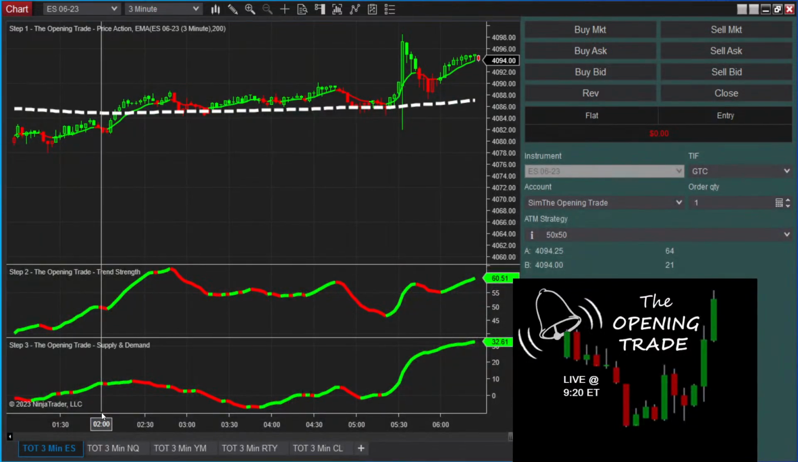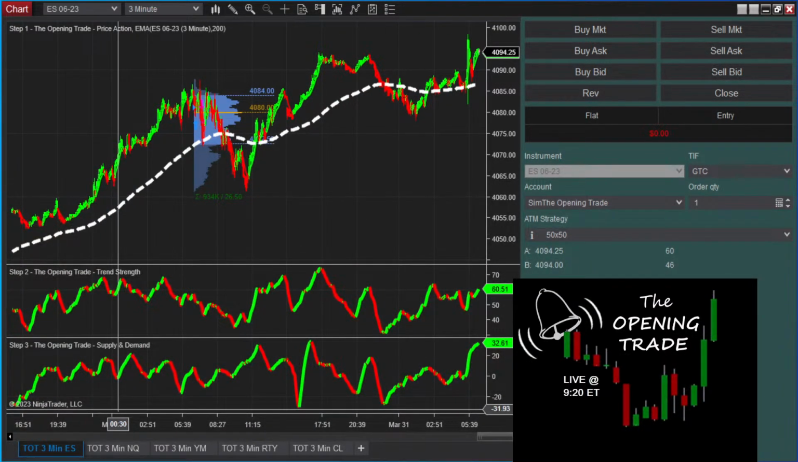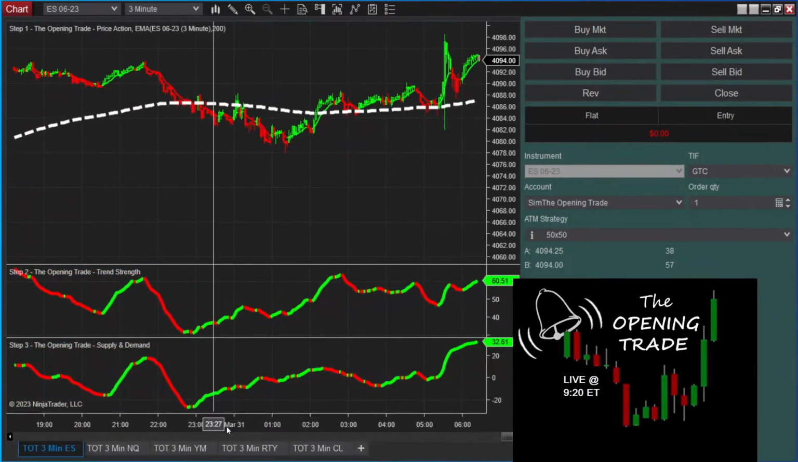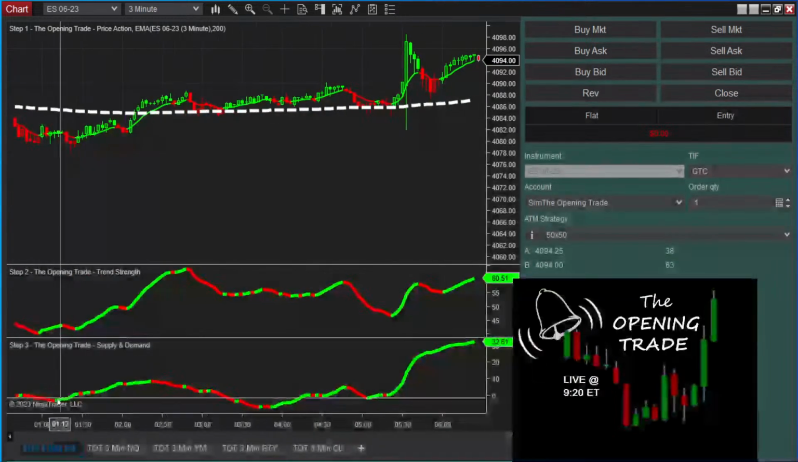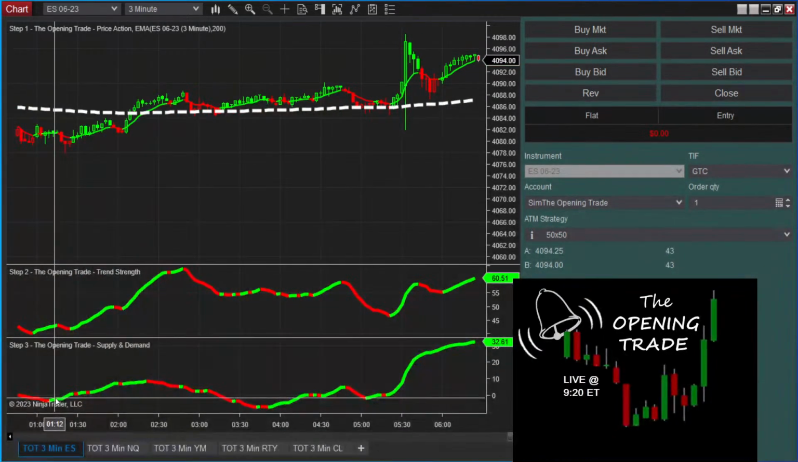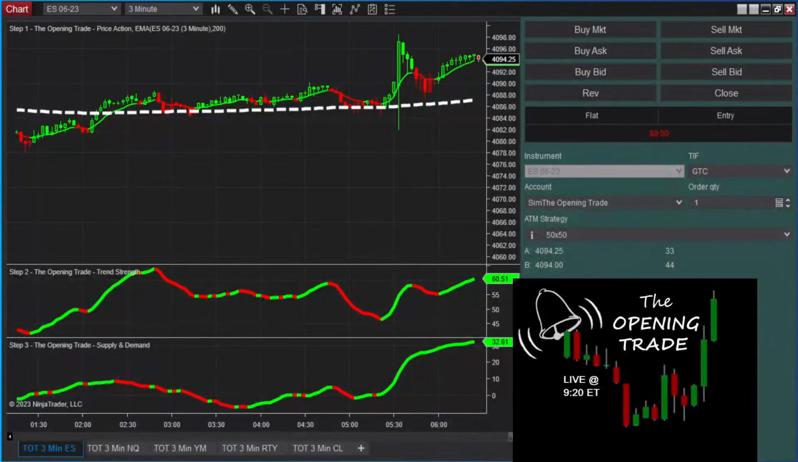So here's the S&P 500. Yesterday started around here, went all the way through to here.